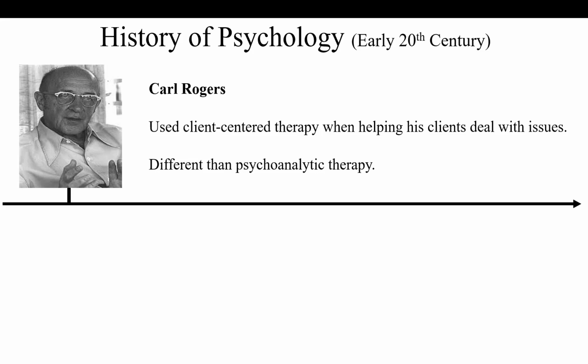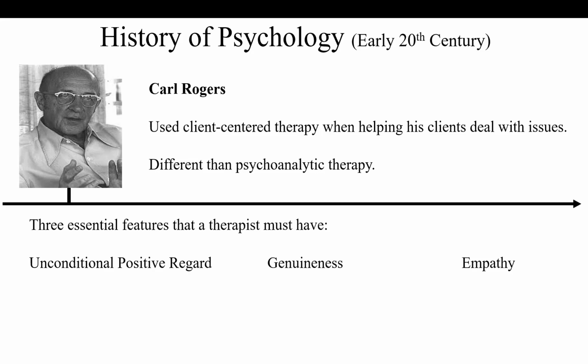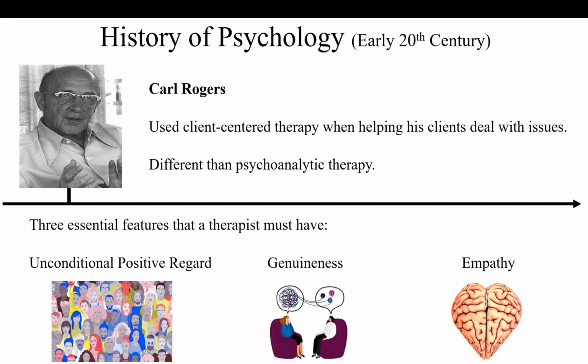Rogers believed that therapists should have three basic things to maximize a client's treatment. This included unconditional positive regard, genuineness, and empathy. Unconditional positive regard refers to how therapists accept their clients for how they are, no matter what they say or do outside of their session. Genuineness refers to being open to the client's needs and allowing a client to self-disclose what they want to talk about. And then empathy refers to the ability to actively listen to their client and have an understanding for what their clients are going through.